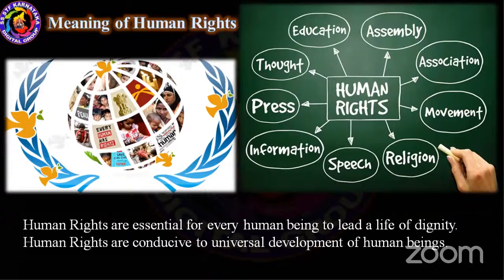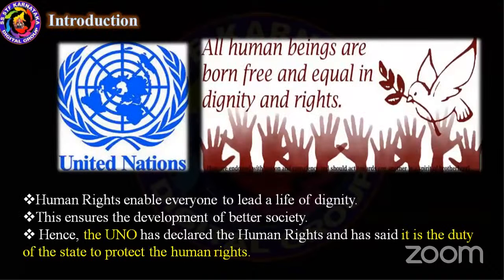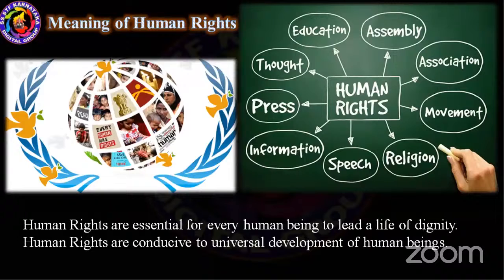Let us understand the meaning of human rights. These are the two charters. One has pictures of the rights, symbols, and images, and the second tells us about the rights. Assembly, association, movement, religion, speech, information, press, thought, education. These are all parts of human rights. Human rights are essential for human beings to live a life of dignity.